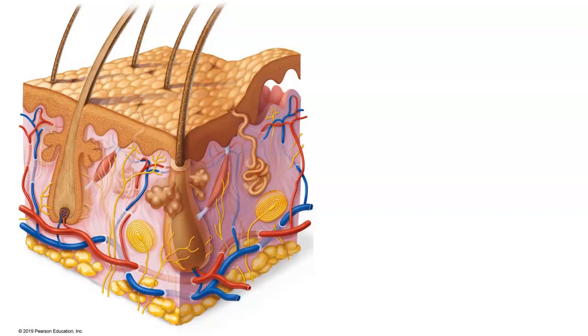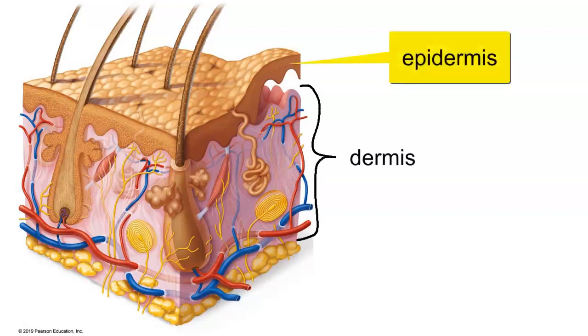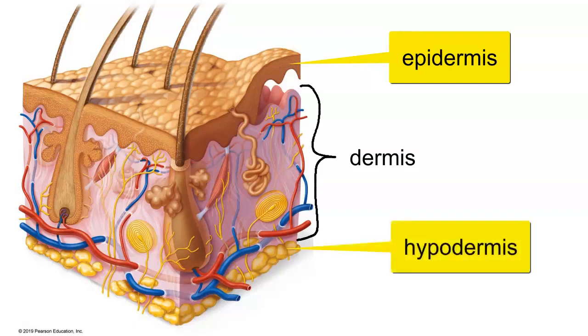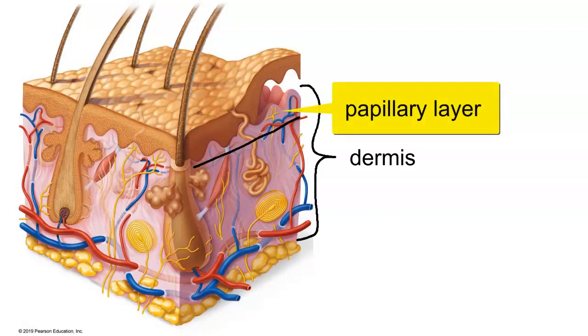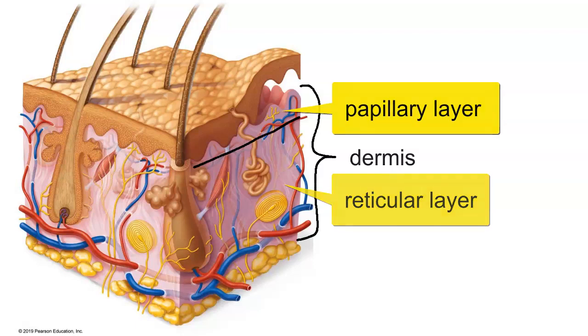In this video, we're going to take a closer look at the dermis, which is right below the epidermis, deep to the epidermis, and superficial to the hypodermis. The dermis has two regions. The very top of the dermis is what's known as the papillary layer. Below that, the majority of the dermis is called the reticular layer.